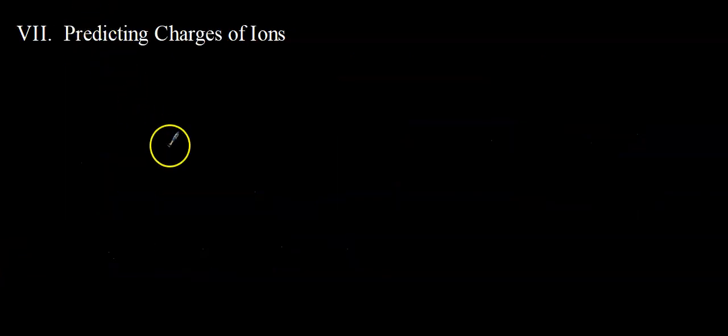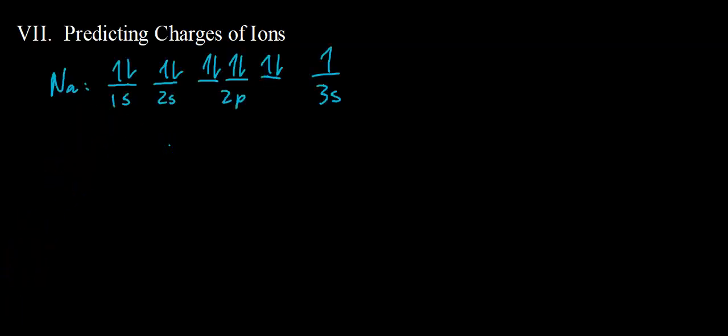Next up, what we're going to do is, using the orbital diagram for an atom, we can predict the charge of its ions. Let's do this. Go ahead and pause the video and write the orbital diagram for sodium. Pause it now, please. So here's the orbital diagram for sodium.